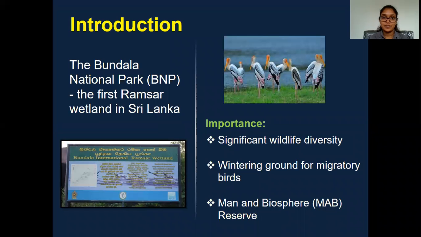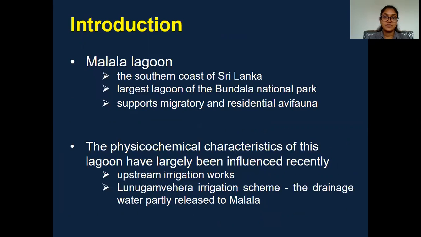The Bundala National Park is the first Ramsar wetland in Sri Lanka. It is very important due to significant wildlife diversity and, most importantly, it is a wintering ground for migratory birds. It is also considered a Man and Biosphere reserve. Malala Lagoon is situated on the south coast of Sri Lanka and it is the largest lagoon of Bundala National Park. It also supports the migratory and residential fauna.